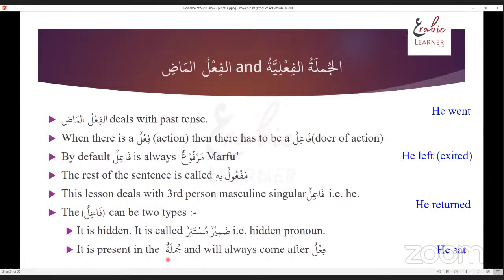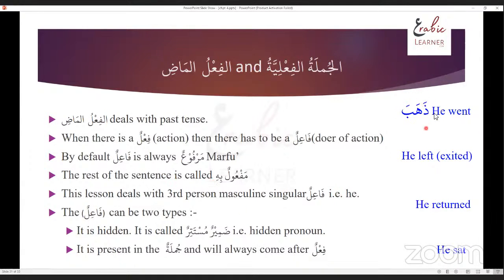So there are two types of fa'il. Either it is hidden or it is present in the sentence. But when it is present in the sentence, the rule is it always comes after the fi'l. It will not come before the fi'l. Now let me give you an example.